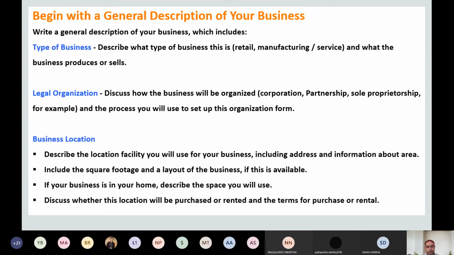So what are the things you should list in your business plan? Let's go step by step. In general, a business plan tells us what type of business. First you mention what type of business you are going to run, because we have different types of business: retail, manufacturing or service.